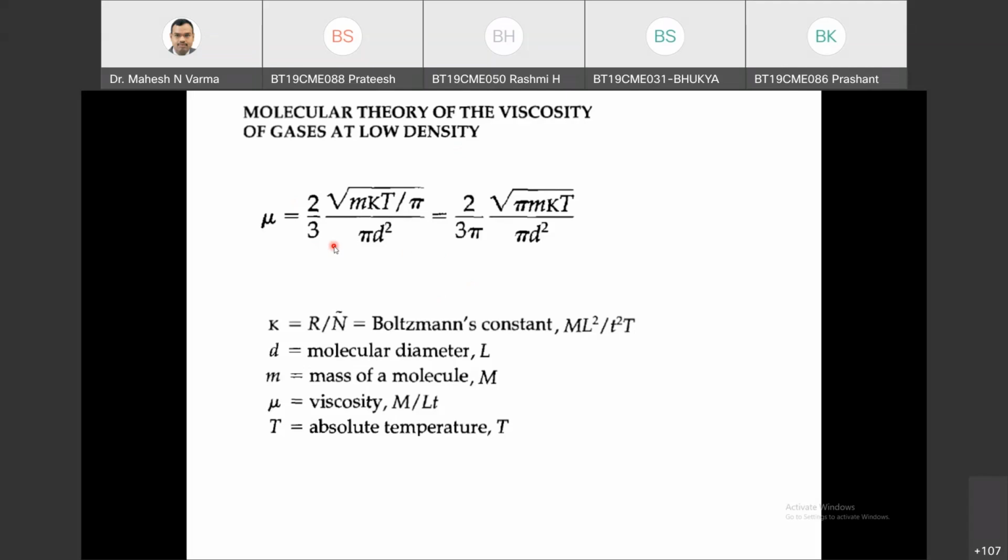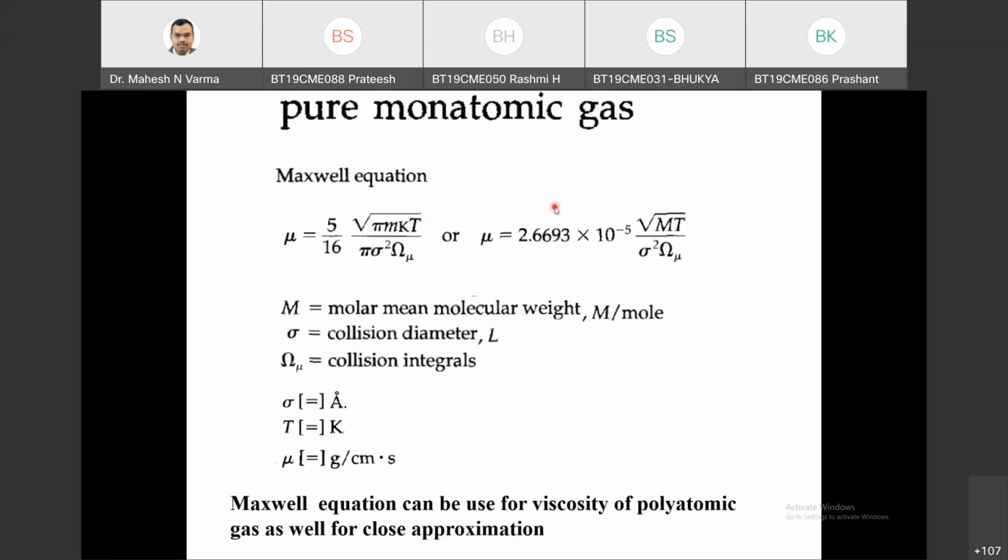As I told, there are a few equations available which are derived from first principles theoretically. Okay, this is one of the equations. Viscosity equals 2 by 3 under root of mkT by pi d square. This is just a rearrangement. Okay, the same equation is there, just a rearrangement. And this is the Maxwell equation.